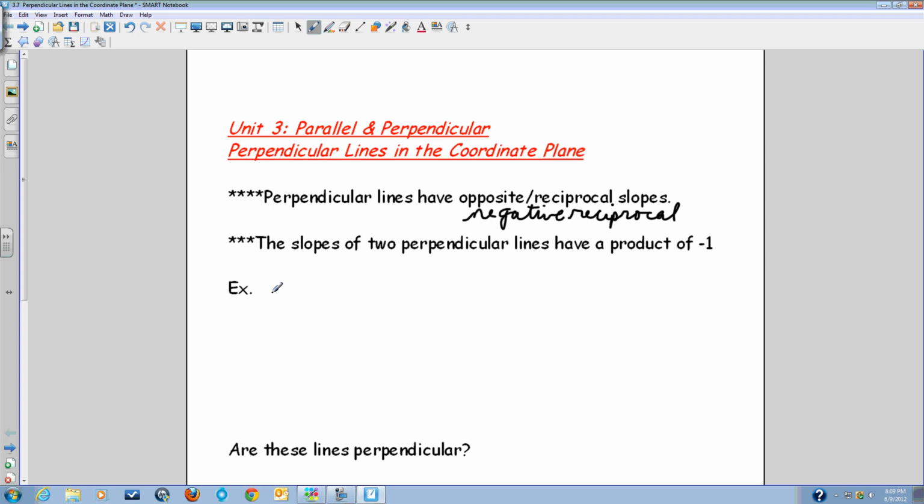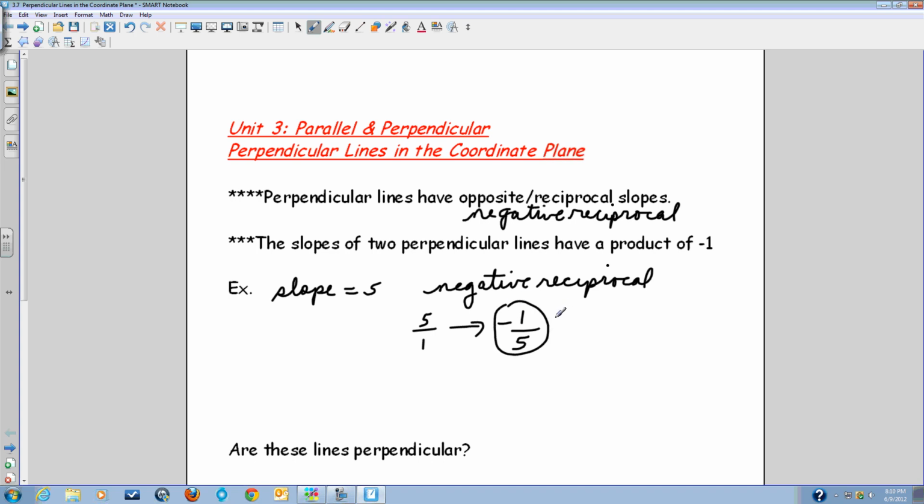So for example, if you have a line with a slope of 5, and you want to find the slope of a line perpendicular to it, you take the negative reciprocal of 5. Well, you start by taking 5 and putting it over 1. You take the reciprocal, which of course means turning it upside down basically, and then change the sign. So the negative reciprocal is -1/5, and this is the slope of the perpendicular line.